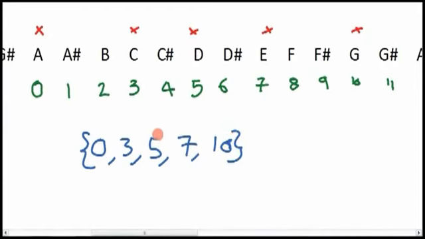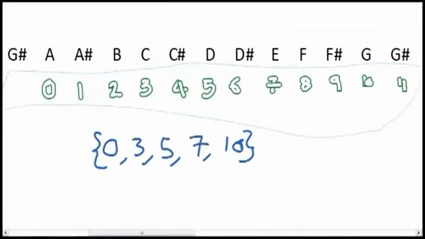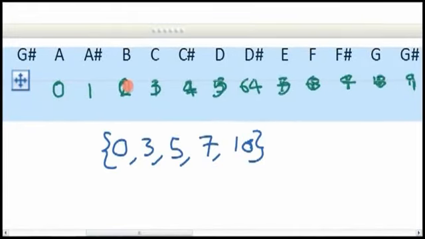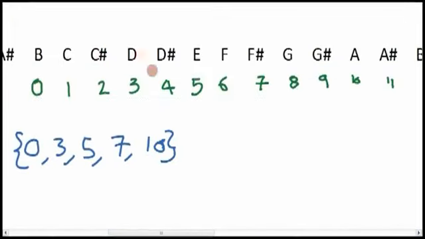Okay. And I asked you before, how are we ever going to figure out what a B minor pentatonic looks like? Well, let's line up our 0 with the note B and take a look. We should have the notes 0, 3, 5, 7, and 10. They should be the pitch classes that we have. And those are the notes B, D, E, F sharp, and A.